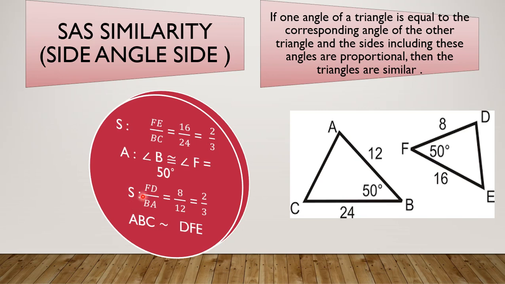Then the third point, side. Let's talk about another side, the ratio of FD upon BA, that is 8 upon 12, or we write it as 2 upon 3. Now here the ratio of the two sides is the same, that is 2 upon 3, and the angle between these two sides is B and F for both the triangles. So SAS, this is the side angle side similarity. We can write triangle ABC and triangle DEF are similar.